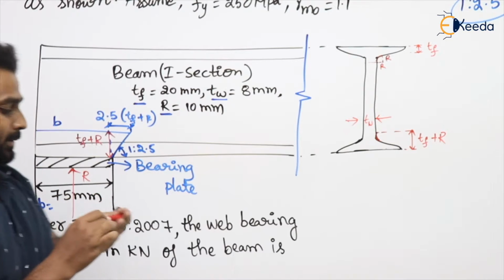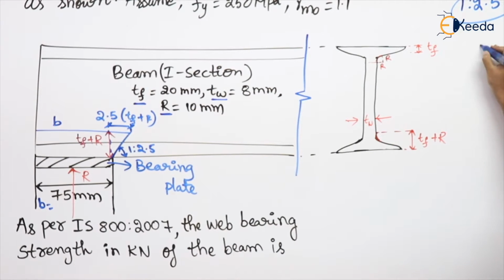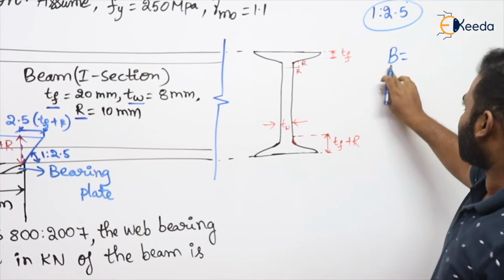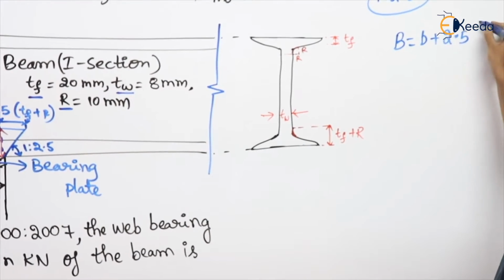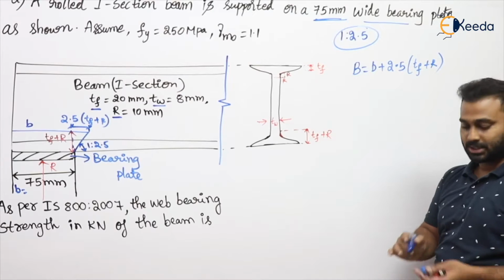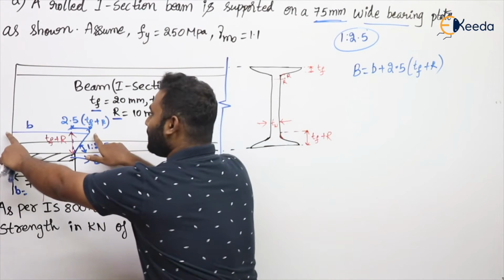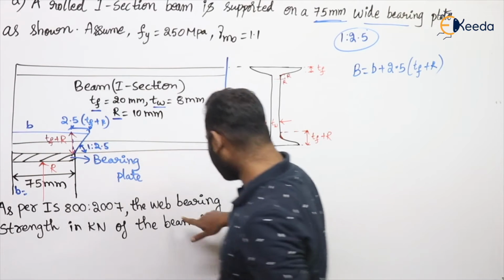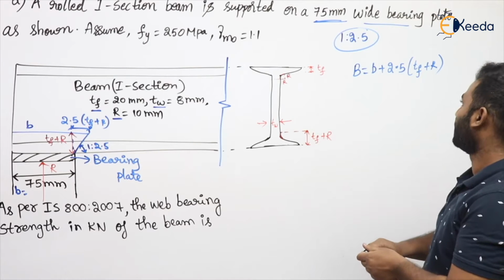Is that okay? Then the total length capital B is equal to small b plus 2.5 TF plus R. Okay, 2.5 TF plus R. Now what is that capital B? Let us calculate. So this distance is capital B. At this location we need to find the web bearing strength.